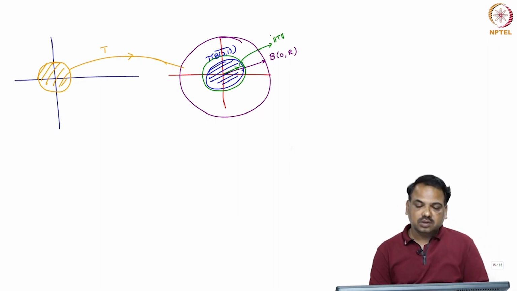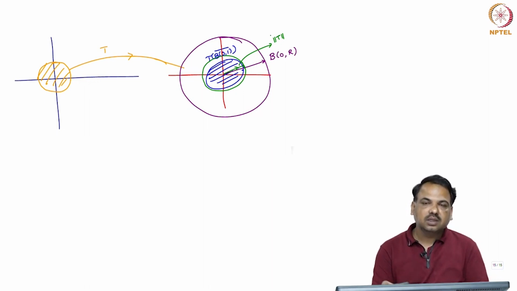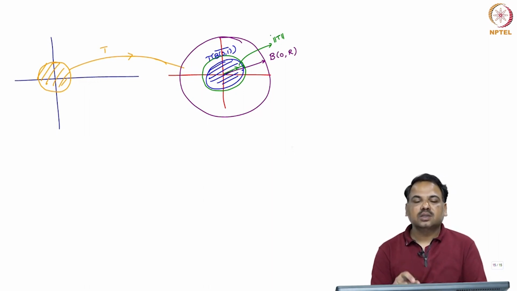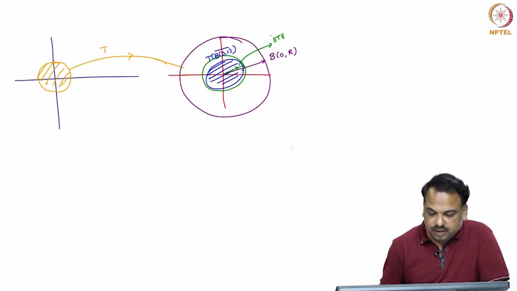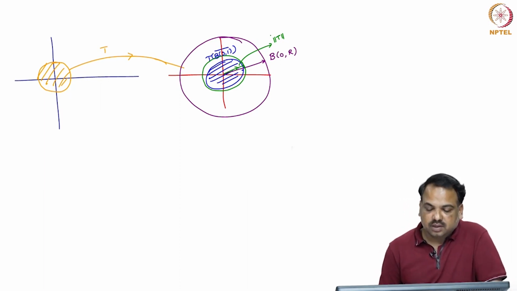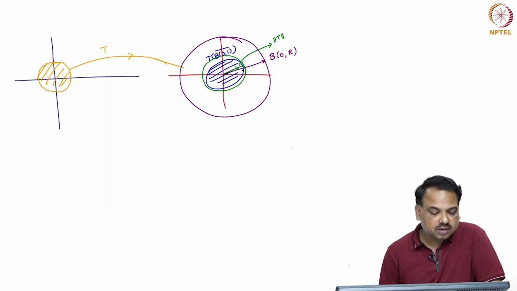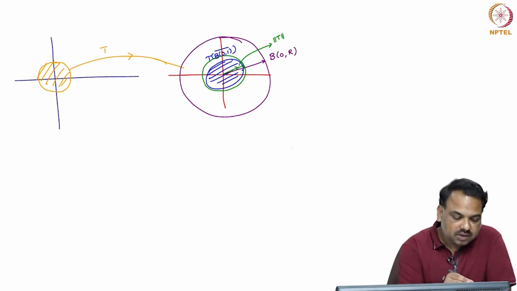So the norm of the operator is nothing but: look at the closed unit ball in the domain and take its image. Since T is bounded, T of the closed unit ball is bounded. Now look at the smallest closed disk containing this bounded set, and the radius of that closed disk is nothing but the norm of the operator. So this is a geometric interpretation for the norm of an operator. Now let us look at a few examples of operators where we can find out the norm. Let us start with simple examples.